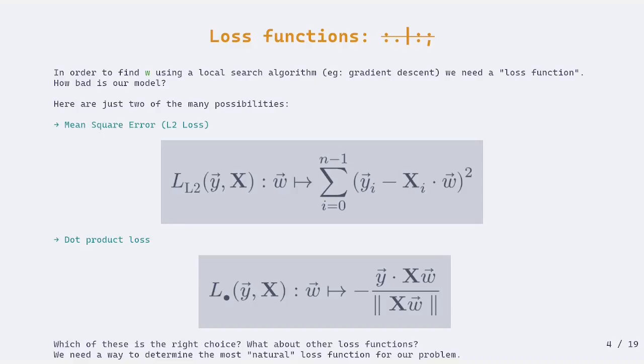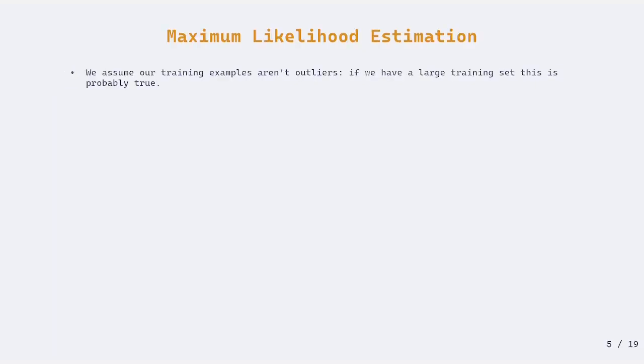And so how do we derive a quote unquote most natural loss function from our problem specification? This is where maximum likelihood estimation comes in. We make a little important assumption about our training examples. We assume they aren't outliers.